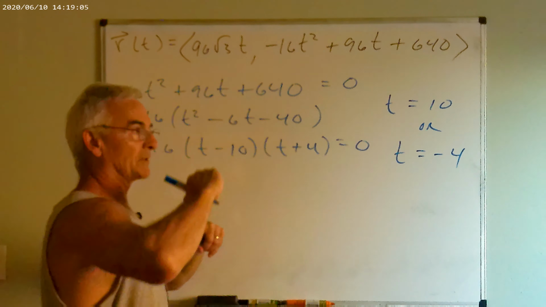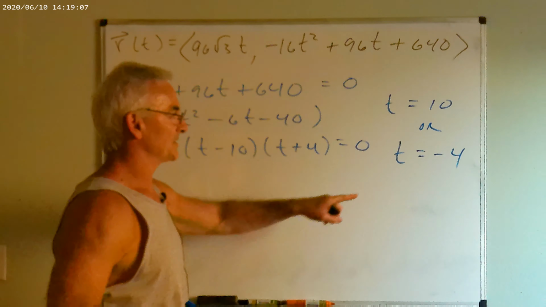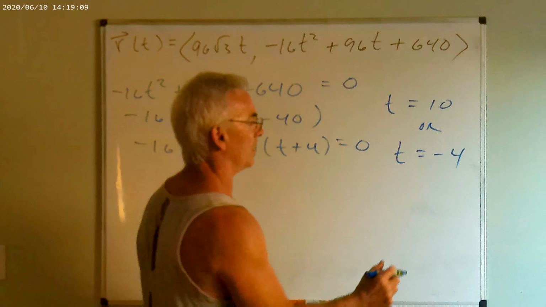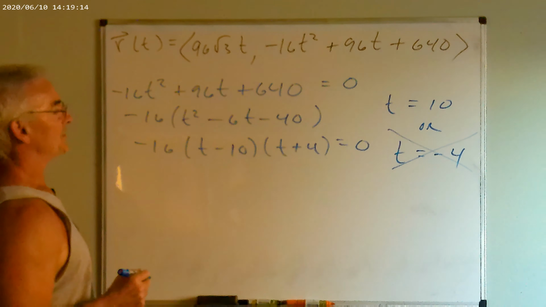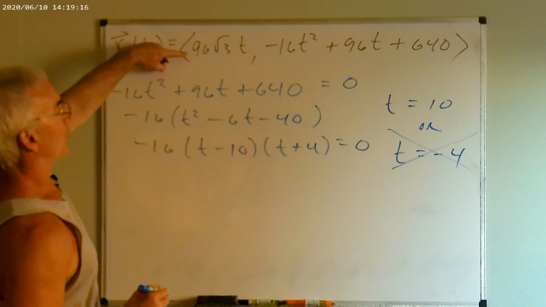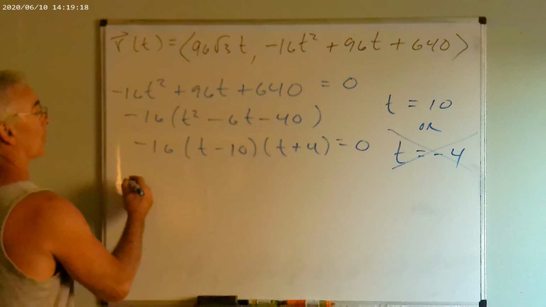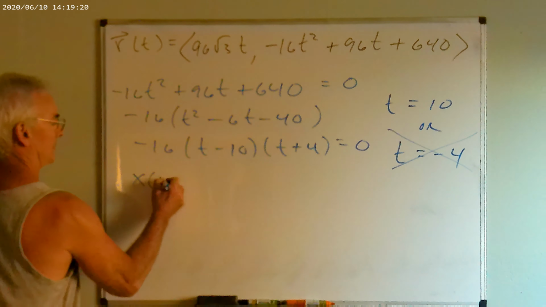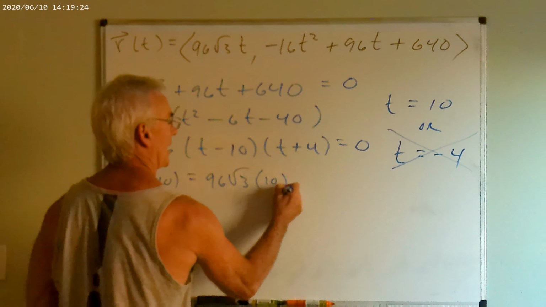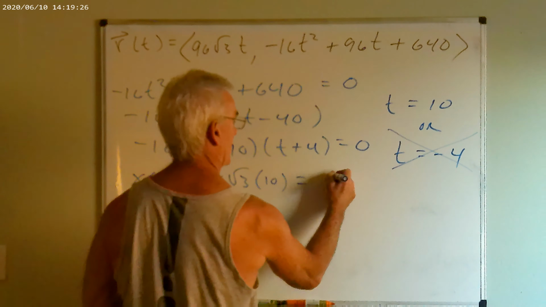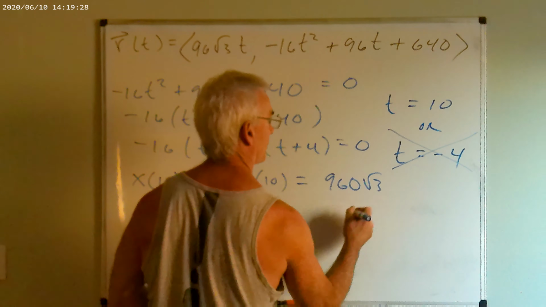But since I'm launching the thing, it hits the ground in 10 seconds, it really can't hit the ground in negative 4. So this would be an extraneous solution. So 10 seconds from now, how far away will it move horizontally? So what we want is x of 10, which is 96 root 3 times 10, or 960 root 3.